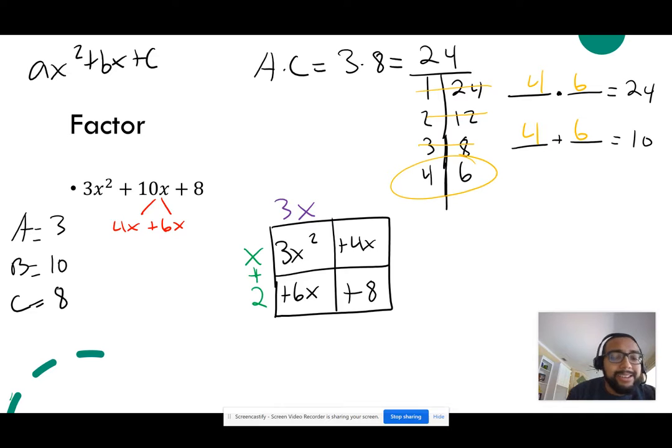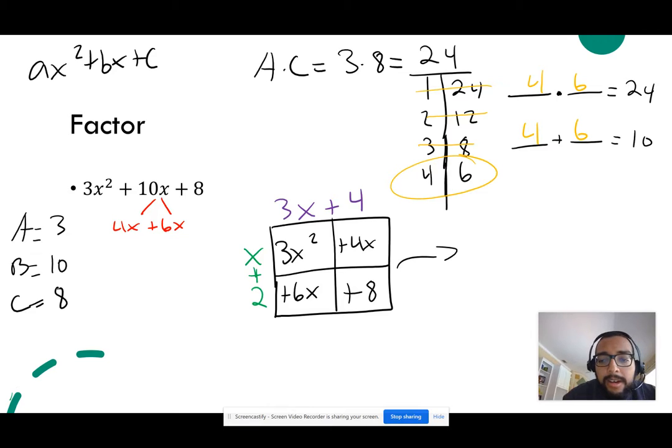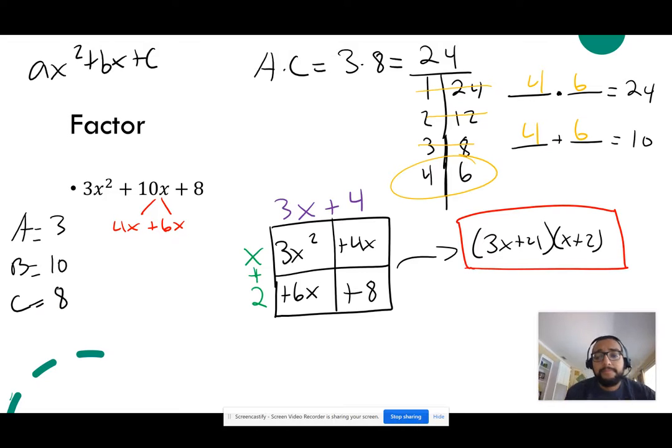Let's do the second column. Between 4x and 8, I can take out a 4, because 4 goes into both 4 and 8. But I cannot take out an x, because the 8 does not have an x attached to it, which leads me to my final answer. This is 3x plus 4 times x plus 2. And then I'm going to box it up all nice and neat.